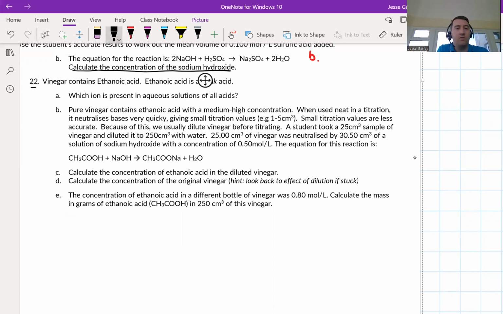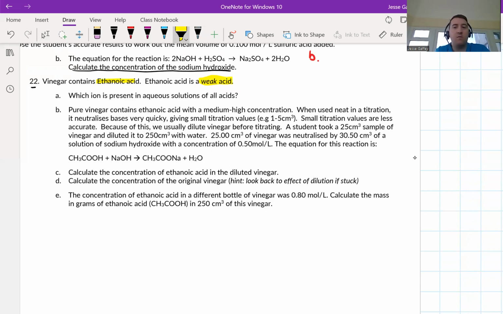All right, so let's look at it here. It's question 22 on this booklet. It says vinegar contains ethanolic acid. So there's our acid, so this is probably going to be an acid-base titration, if we're talking about an acid. Ethanolic acid is a weak acid, so we're given information about that acid. It might be important later, it might not.